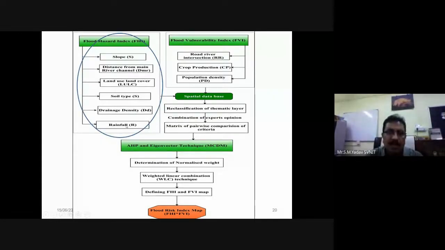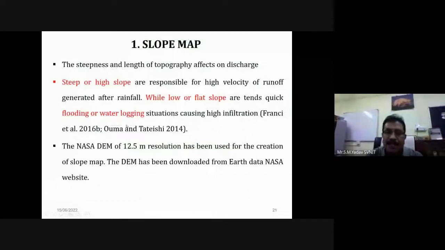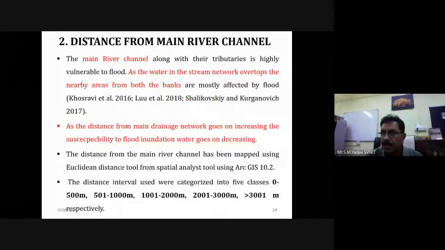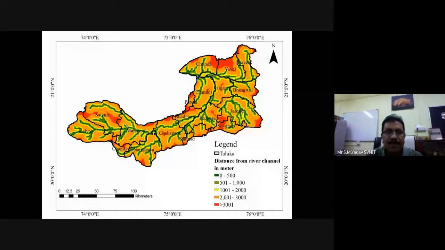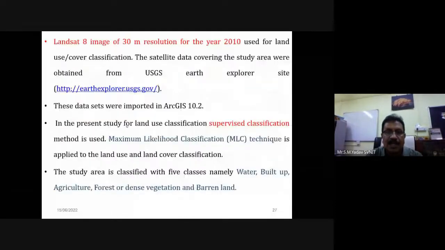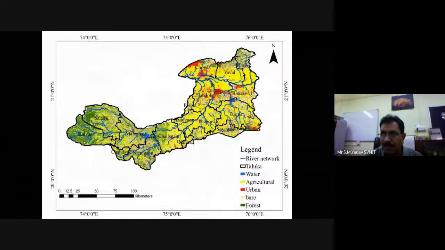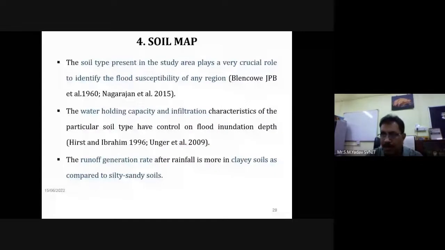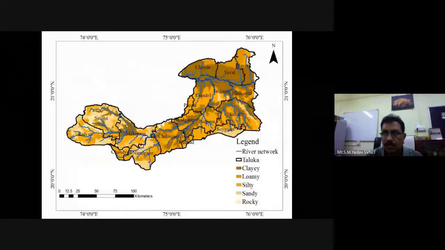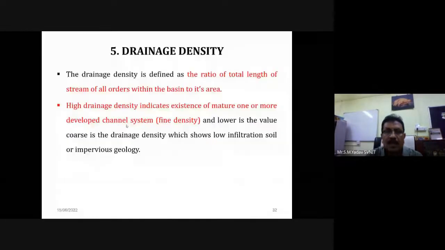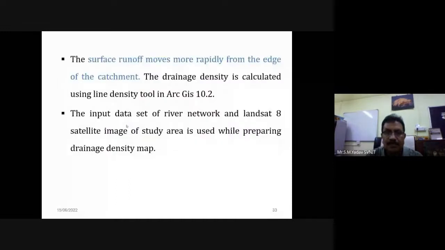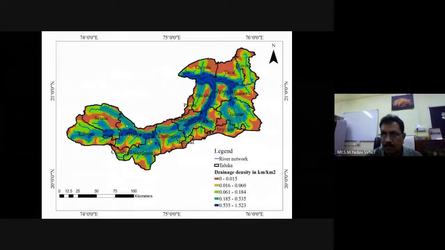And for this, these 6 maps are prepared. That is first the slope map, then second, distance from main river channel, this is the second map. Land use land cover, this is the third map which has been prepared. Then soil map, then drainage density, rainfall.